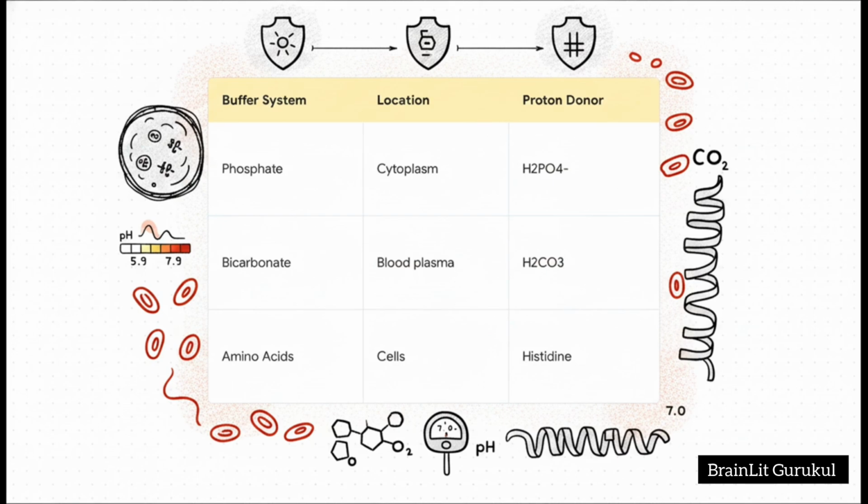First up is the phosphate buffer system, operating heavily in the cytoplasm of your cells. With a pKa of 6.86, it's perfectly tuned to resist pH changes in that critical 5.9 to 7.9 range. Then we have the bicarbonate buffer system, which acts as the primary guardian of your blood plasma. And finally, the amino acids buffer system. Certain amino acids have ionizable side chains, like histidine, for example, which has a pKa of 6.0, giving it excellent buffering activity right at physiological pH. These three systems are literally the invisible guardians of your cellular integrity.